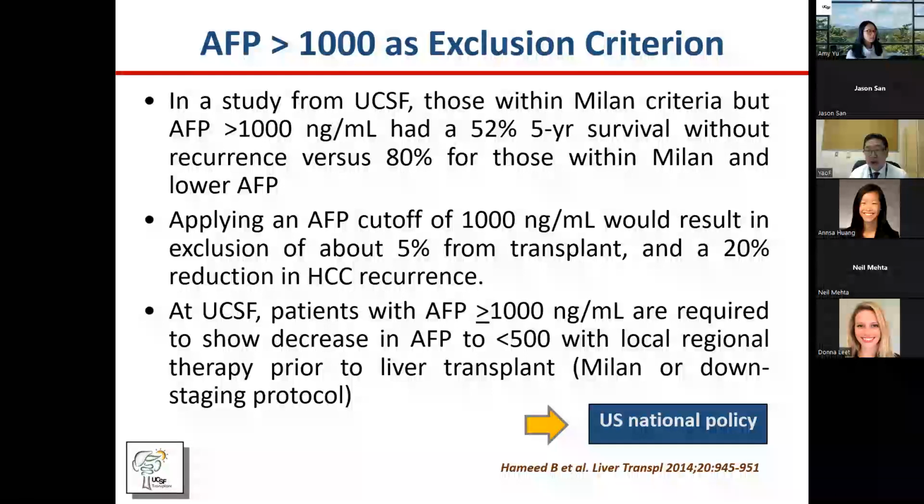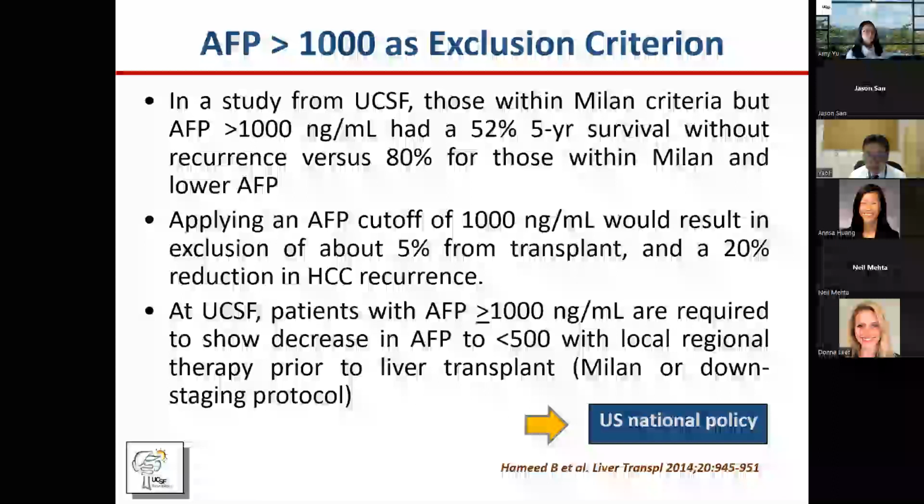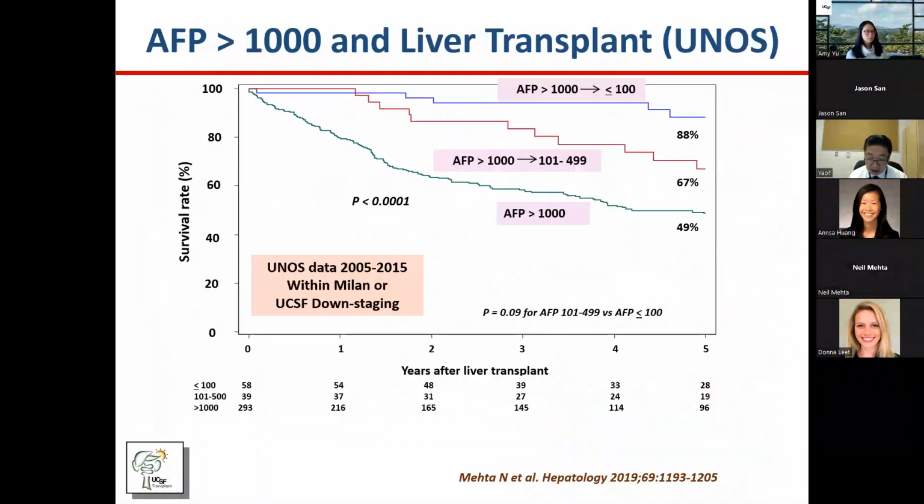So internally, we required those with AFP at least 1,000 to show a decrease in AFP to less than 500 with local regional therapy before we would transplant them. And this approach has actually been adopted as a national policy. And we have validated this approach in an analysis of UNOS data over a 10-year period.